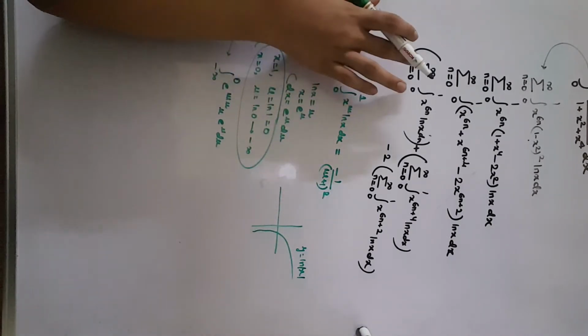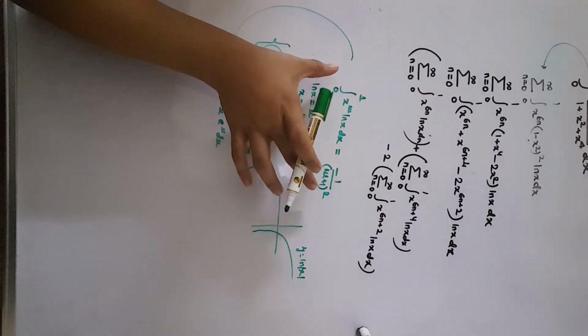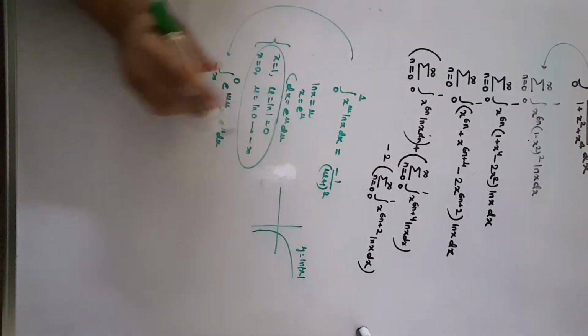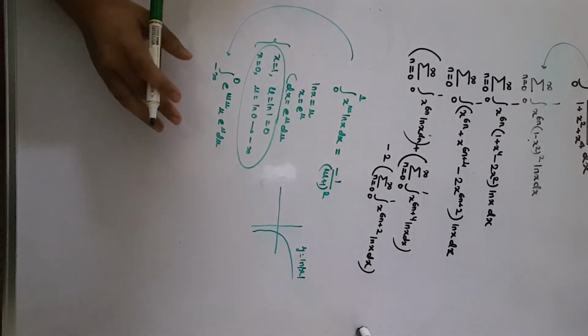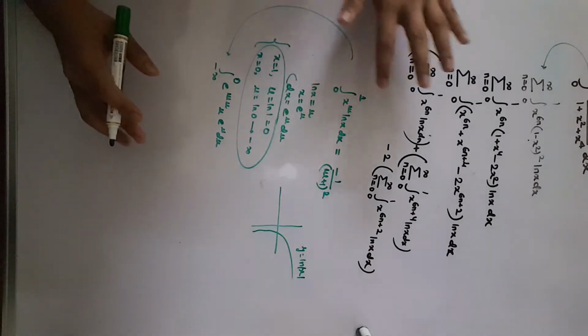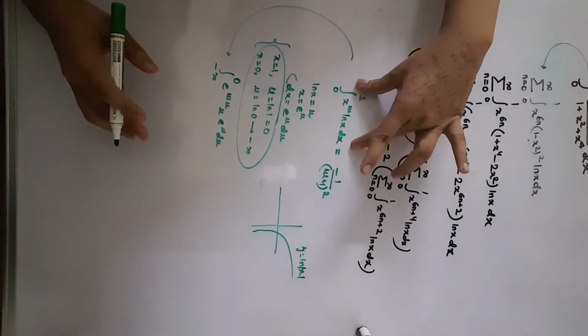I'm extremely sorry, there's no involvement of the sigma sign. We are proving only this. We are not concerned with the sigma sign which I've used. I've just done that by mistake. Now we just need to prove this thing equals to this.